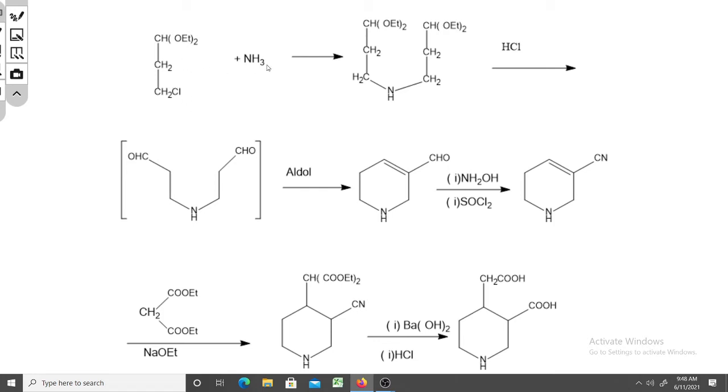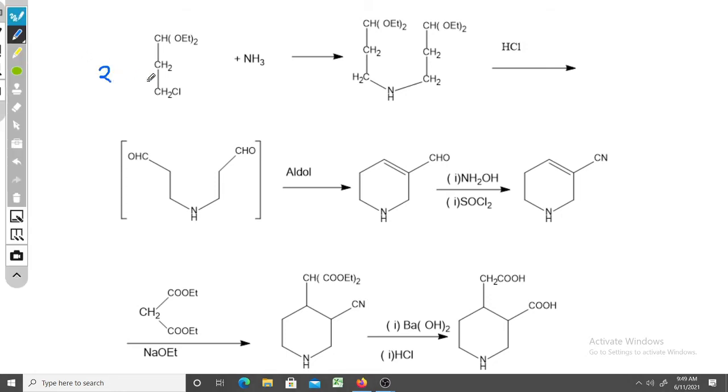Here this hydrogen and two molecules of this compound are reacting. That is, here one Cl and one H is replaced, and two molecules of that react to form a secondary amine-like structure like this. And after hydrolysis, this is the acetal form. On hydrolysis you will get an aldehyde, but this aldehyde is very unstable and will undergo aldol condensation.